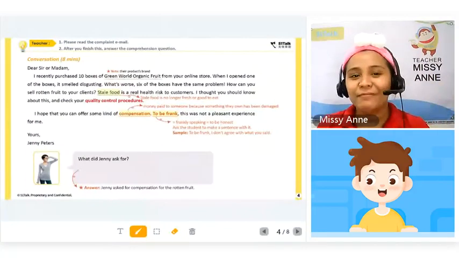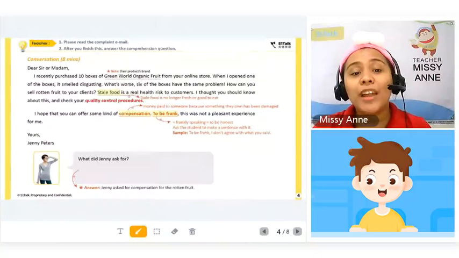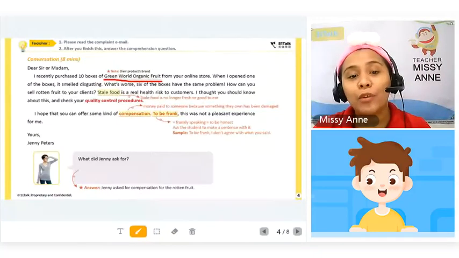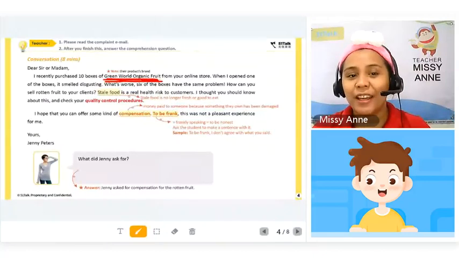Frustrating experience. Yes, that's a very good experience. Okay, so this one, Green World Organic Fruit, this is the brand of the fruits that Jenny bought. Brand. Okay? This is the brand. And based on this sentence, stale food is a real health risk to customers.